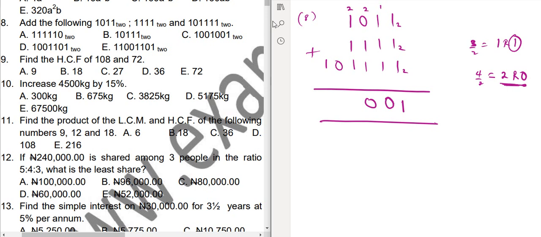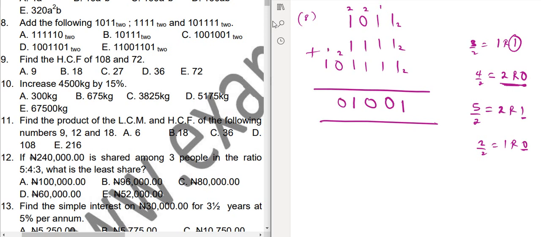2 plus 1 plus 1 plus 1 is what? 5. What is 5 in base 2? 2 remainder 1. Write out the remainder, which is 1. Carry this 2. So this is 2. What is 2 in base 2? 1 remainder 0. So write down the 0, carry the 1.